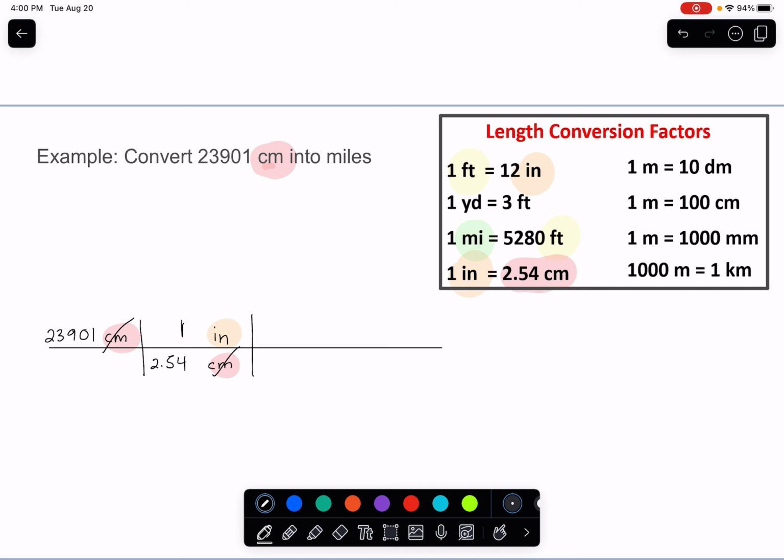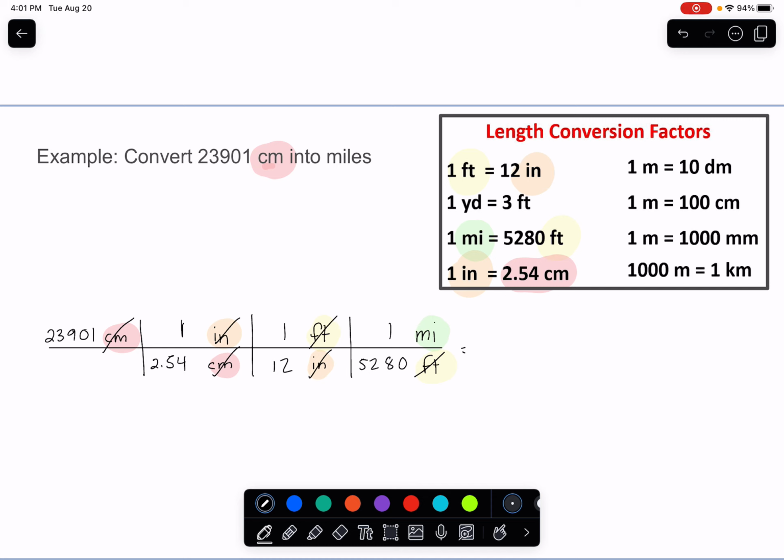Next, I have to change inches into feet. And I know 1 foot has 12 inches. So inches will cancel out there, and that will leave me with feet. And then the last step is to change feet into miles. And I know 1 mile is 5,280 feet. So you can see feet cancels out and you're left with miles. All right, so that's the setup. That will get me from centimeters to miles, and I know that because all the units are crossed off except for miles.